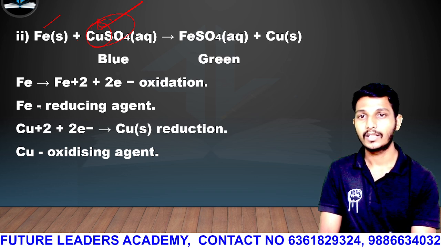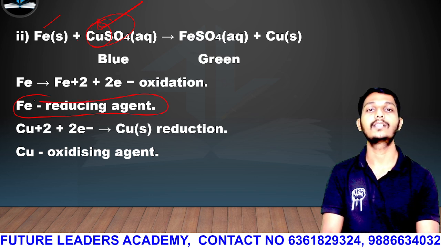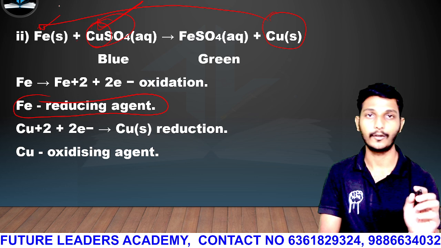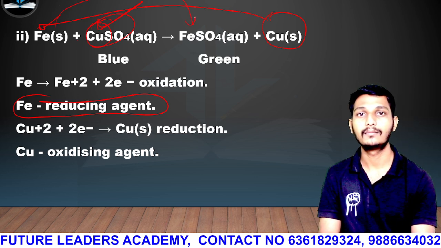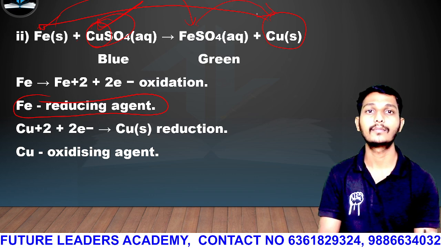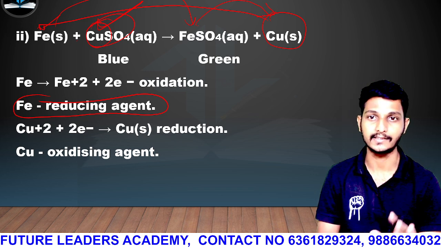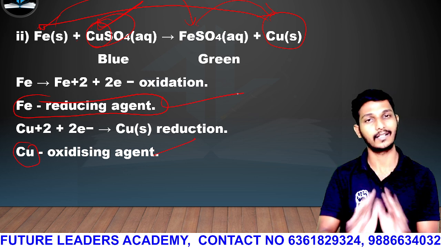So listen guys, Fe is the reducing agent because Cu has been reduced because of Fe. And Fe has been oxidized here because of copper, so that copper is the oxidizing agent. Okay, so Cu is the oxidizing agent, Fe is the reducing agent. Hope it is clear guys.